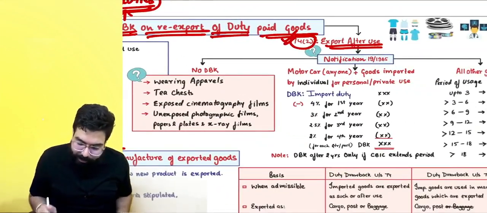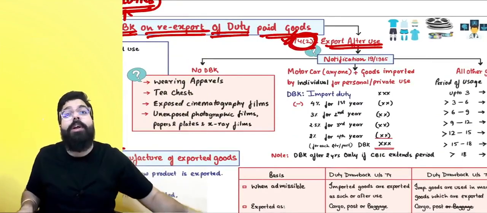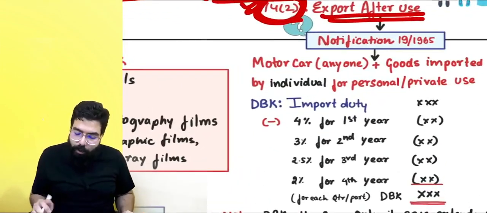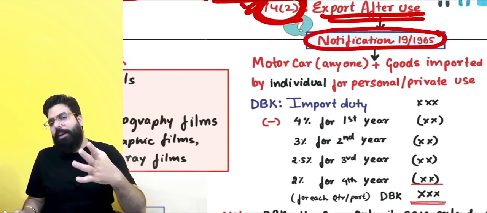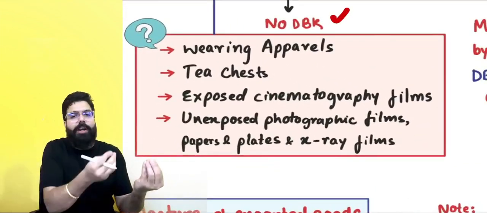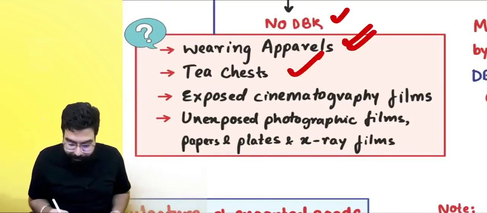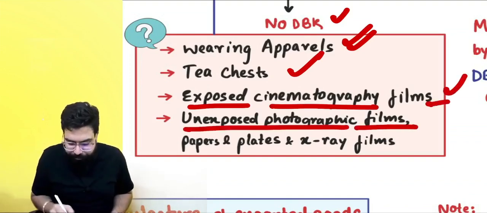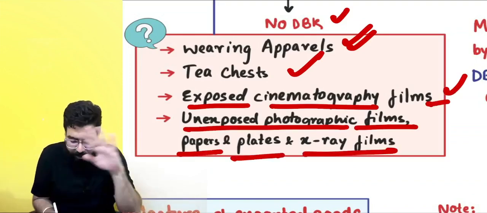Okay, sir. Then section number 74.2 says, if you import something, use it for some time and then export, that is known as section number 74.2, export after use. And for export after use, there is a notification number 19 bar 1965, where they have told, if you re-export after use, wearing apparels, clothes, etc., tea chest, or exposed cinematographic film, movies, etc., unexposed photographic film, paper, plates, except films, etc. In this scenario, after use, there is no duty drawback.